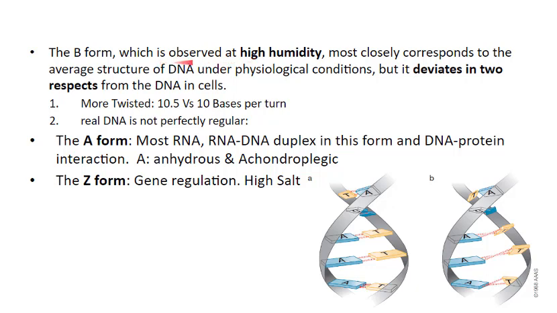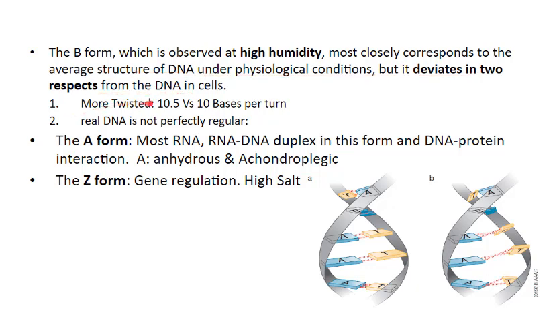It is observed in high humidity because when DNA structure is analyzed, it is analyzed through the X-ray crystallographic method, so we need to take that DNA outside and then see it. When you put the DNA in a high humidity environment, you will get B DNA, which is very close to our native DNA structure. It most closely corresponds to average DNA structure under physiological conditions, but it deviates in two respects from DNA in the cell.